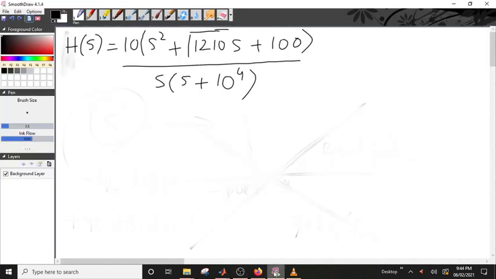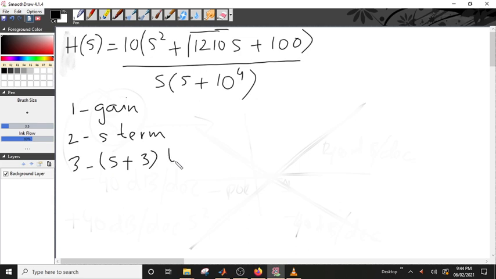Okay, so before starting the Bode plot, I want to explain the basic concepts of the Bode plot. There are basically four important things to consider in the Bode plot. One is gain, second is the S term. Third is S plus any value, let's say 3 term, and the fourth is a quadratic term, so s square plus 10s plus 6.